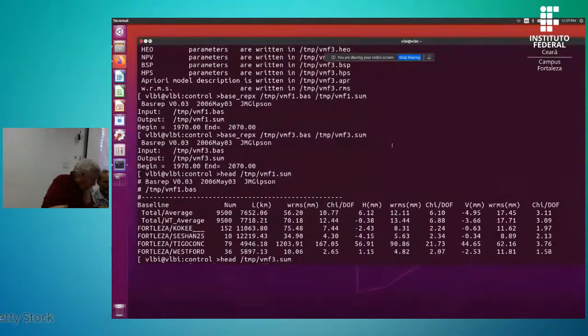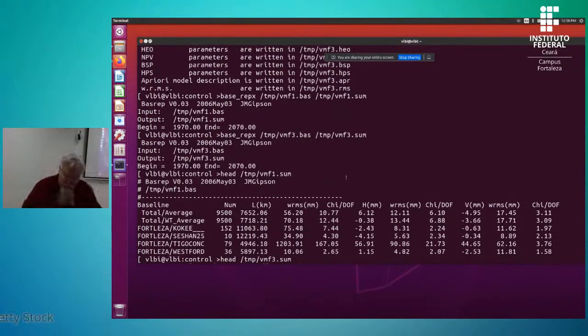Then we do the head. Okay. I didn't do the head thing because it wasn't working. Then I do the Python. Get out of there. How do I do these? Okay.